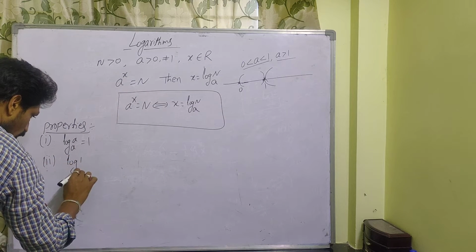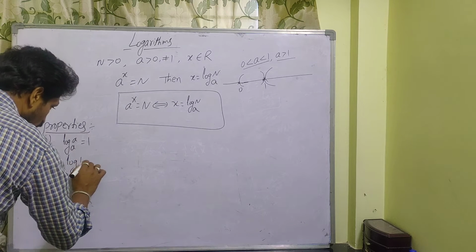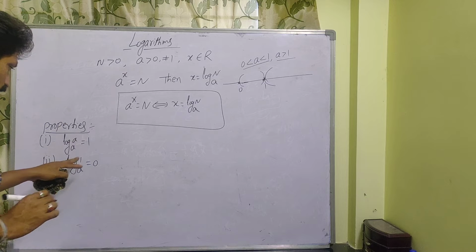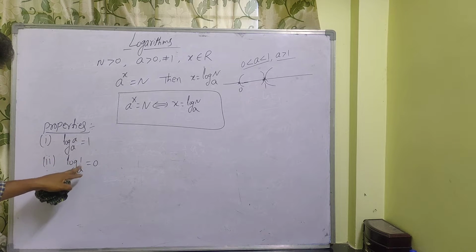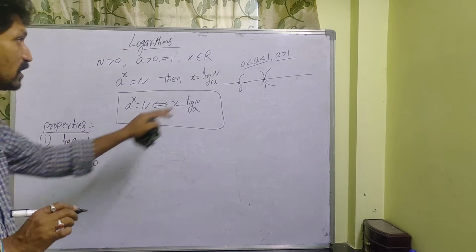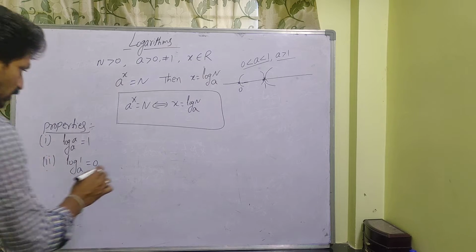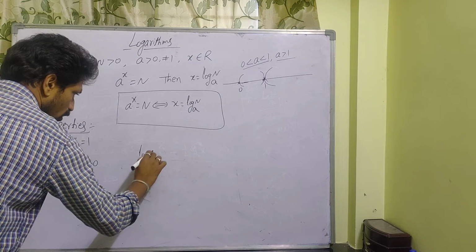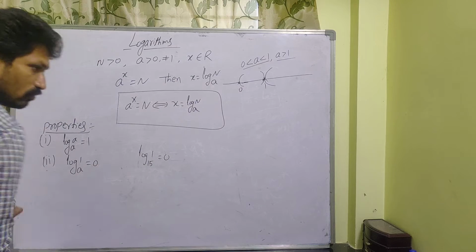log 1 with any base. Log 1 to the base a is equal to 0. That means the logarithm value of 1 with respect to any base is 0. Here the base should not be 1, or less than 0, or 0 also. So a should satisfy this condition, then only this value is equal to 0. Suppose log 1 to the base 15, this value is 0.